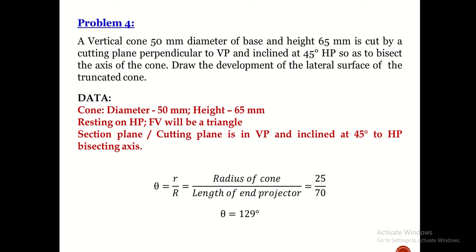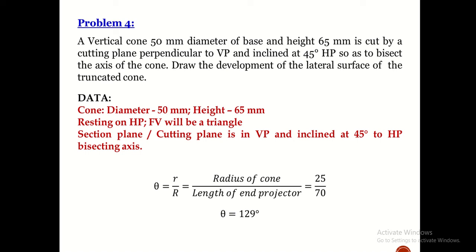Once again, the top portion of the cone should be removed and only the bottom portion should be developed. The given cone is of diameter 50 millimeter and height 65 millimeter. It is resting on HP, and in the front view it looks like a triangle, and the cutting plane is perpendicular to VP and inclined at 45 degrees to HP, bisecting the axis. Bisecting the axis means it is passing exactly at the midway of the cone height. Since 65 millimeter is the height of the cone, the cutting plane will be passing at a distance of 32.5 millimeter from the top or the bottom of the cone.